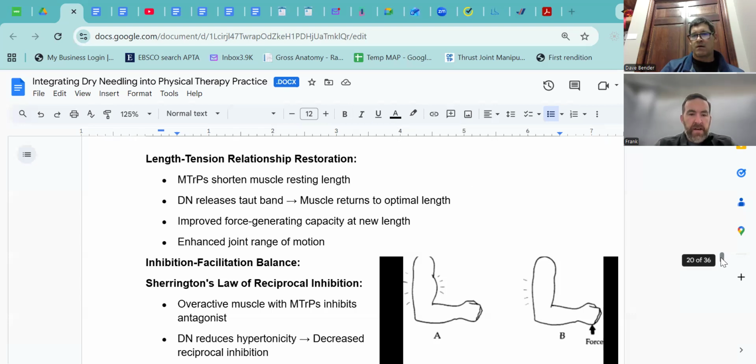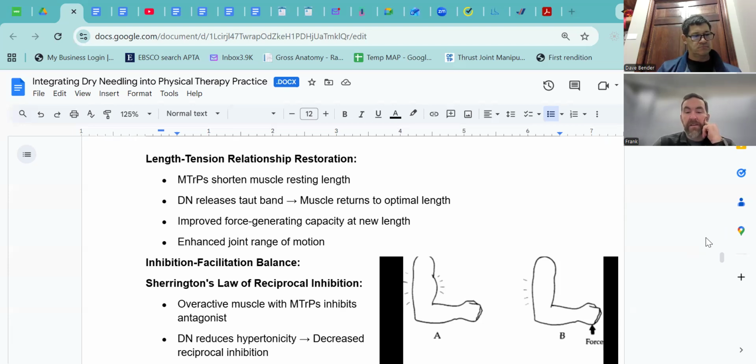So with that, whether it's shoulder or the hip or the back, we have this length tension relationship restoration. So these trigger points with their sustained sarcomere contraction shorten the muscle resting length. And there's this increased general tone. As the needling releases that taut band, those muscles can return to their optimal length. This really improves the force generating capacity at this new length.